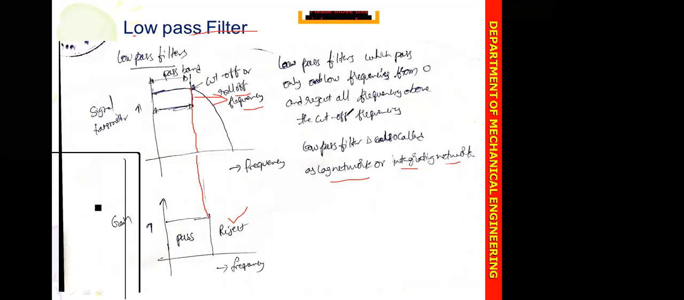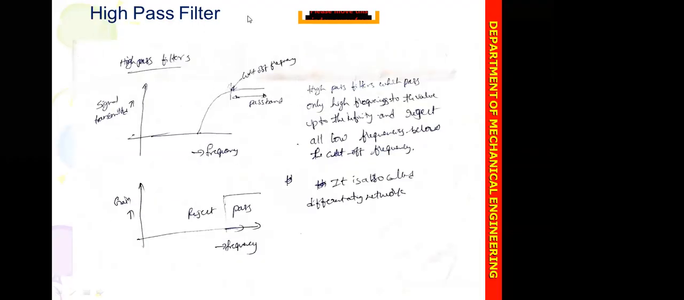We'll go for the next one: high pass filter. See here, in the name itself it is there. High pass means it allows only high frequencies from a signal, and it eliminates all the low frequencies from a signal. So that is called a high pass filter.